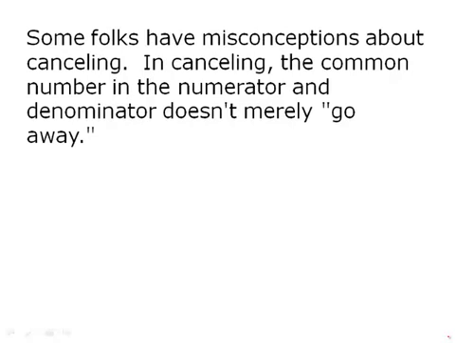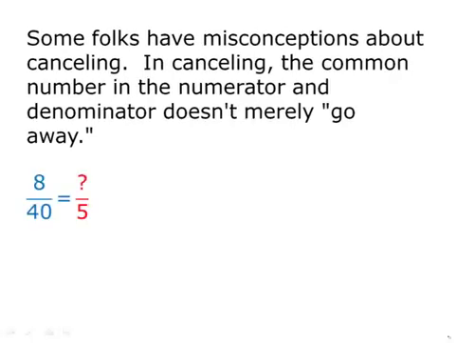That's not a very healthy way to think about this. It leads to mistakes. For example, suppose we had 8 over 40. We wanted to simplify it. Well, clearly, we can cancel the 8's. So 40 divided by 8 is 5. That gives us the denominator.